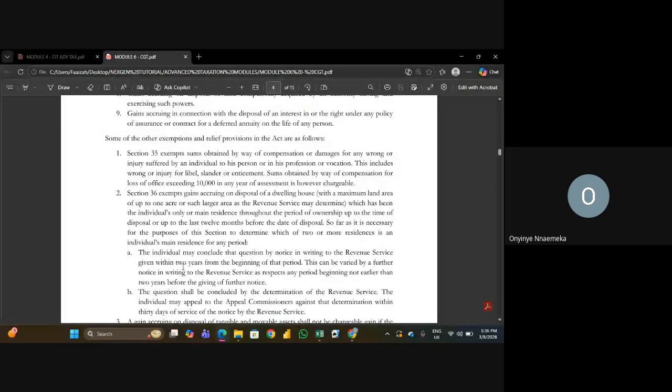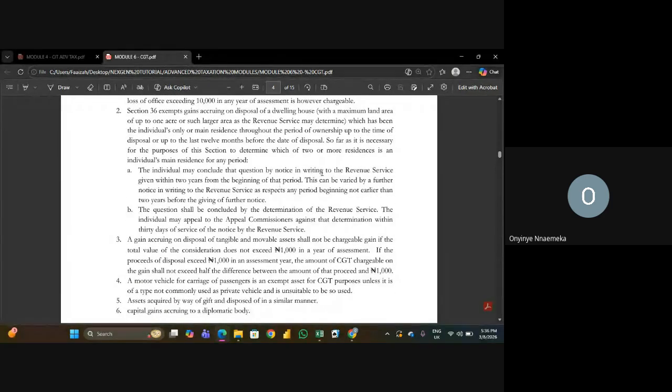Then gains accruing on disposal of a dwelling house. The dwelling house that has been the individual's main residence throughout the period of ownership. So it's like I'm living in my own house, and I decide to sell my house. So the gain is exempted. But you have a maximum land area. I've never seen a question that covers this.